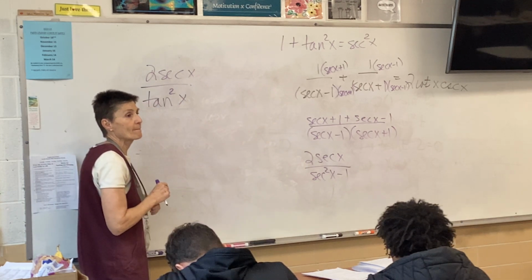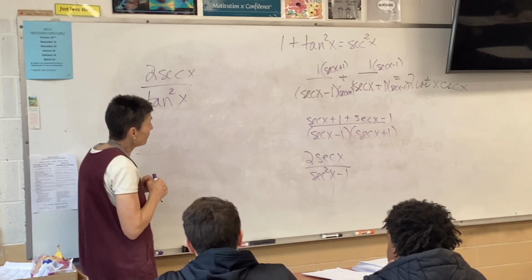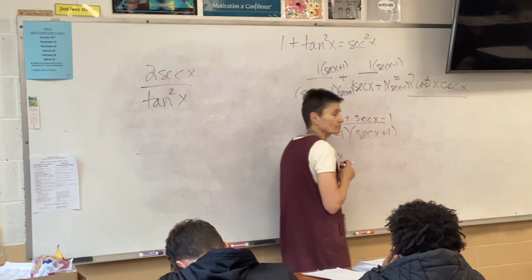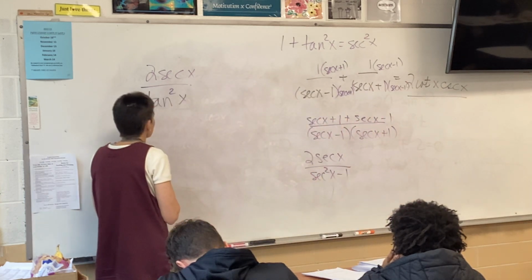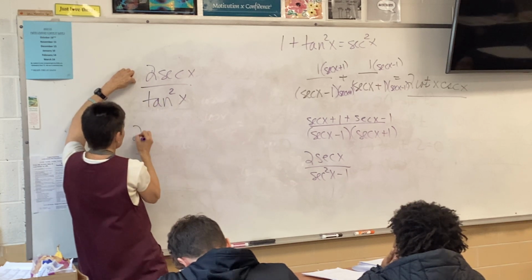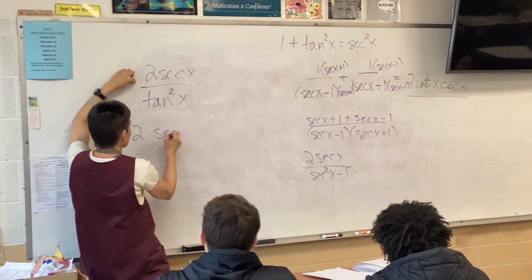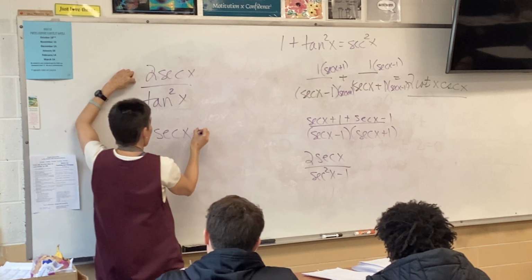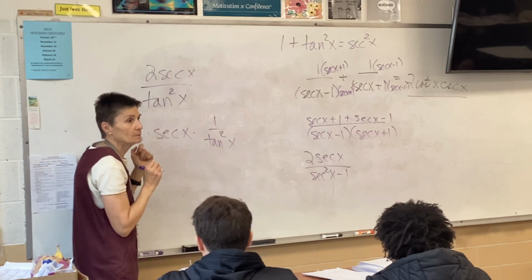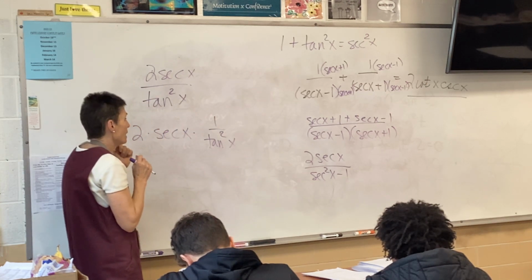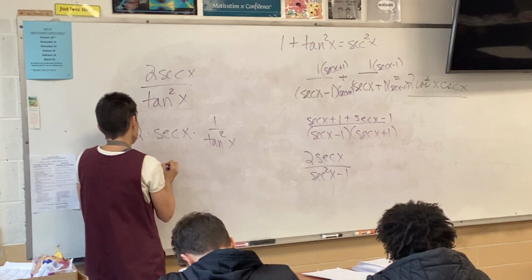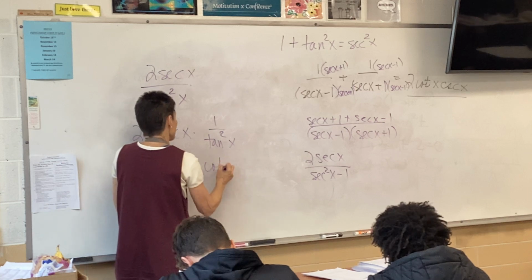Now, that's actually only as far as I got. But let's look at this for a second. This is where you're heading, right? So let me just separate this. Could I write this as 2 times secant times 1 over tangent squared? Is that legit? Can I do that? What's 1 over tangent squared? Cotangent squared. So 2 times secant times cotangent squared.